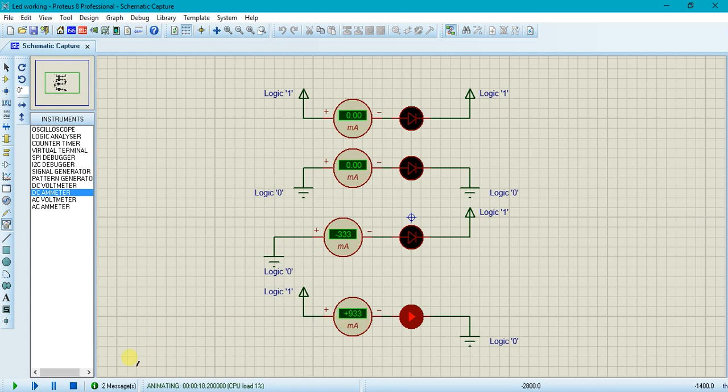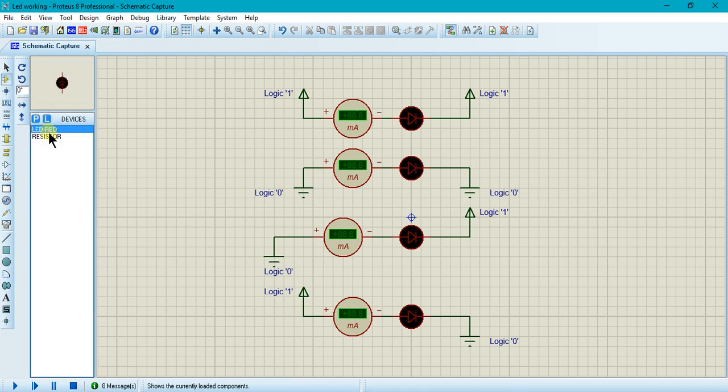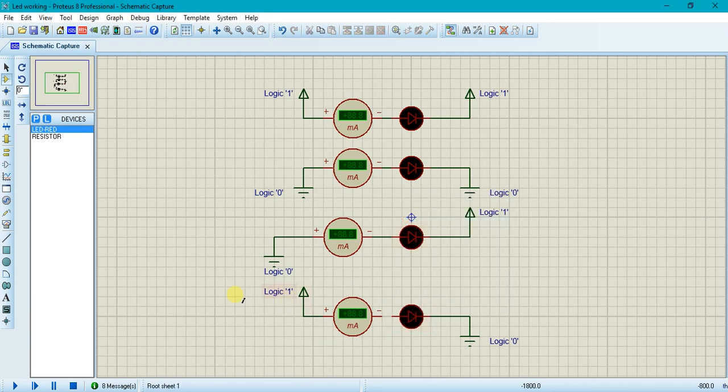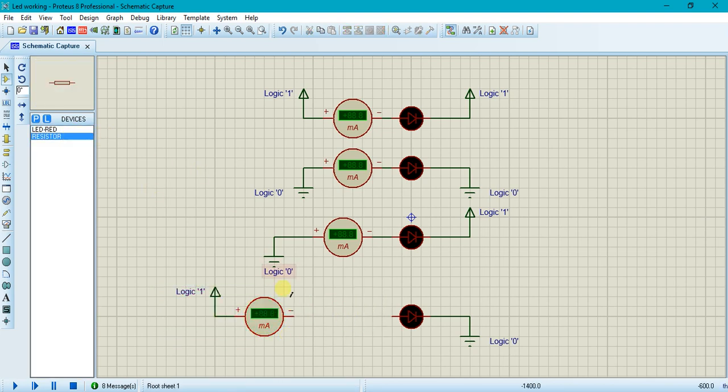So what we do is apply a current limiting resistor. We take a resistor here, we break the circuit, and we apply a resistor here. Since this is a simulation, we cannot see the LED being damaged, but practically the LED gets damaged.